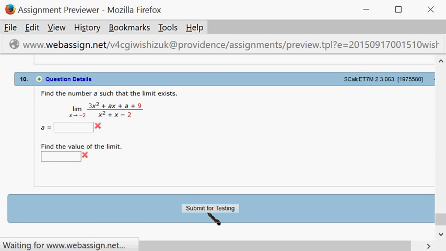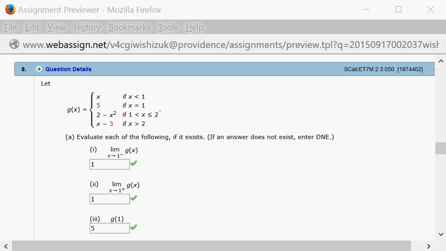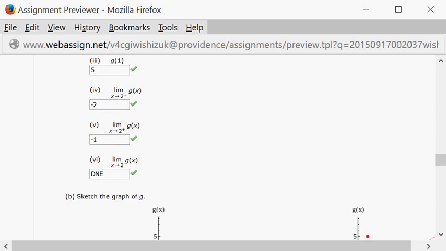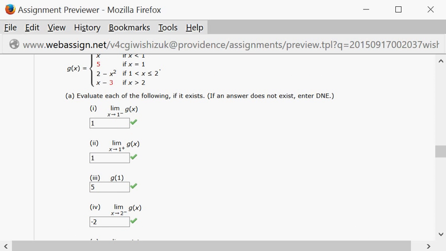Submit for testing. It came back and it looks like we got part A correctly. Alright, that's it. I hope that this was clear.